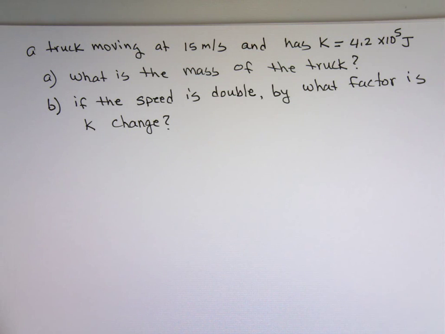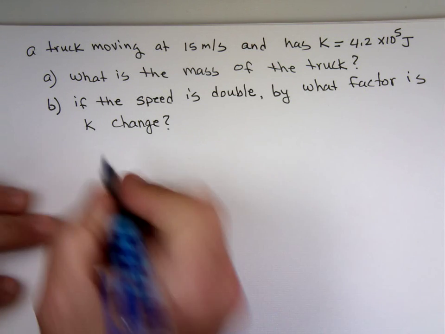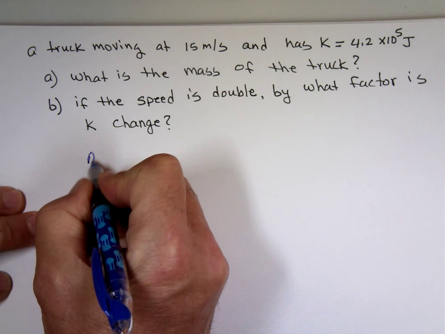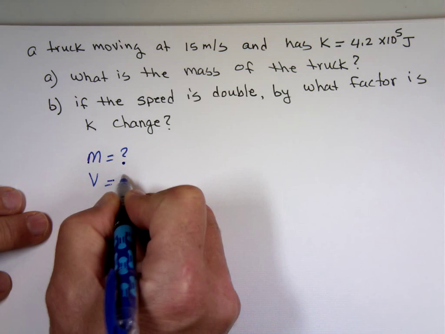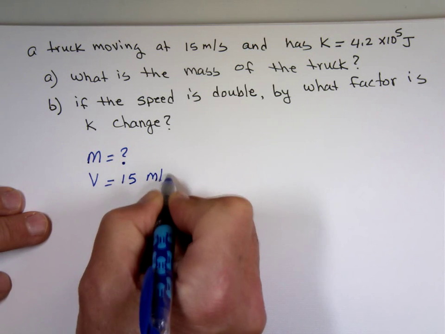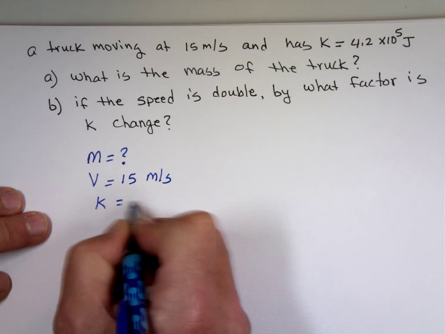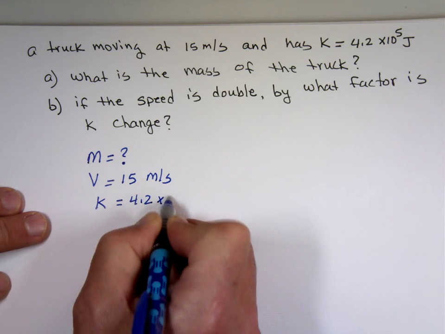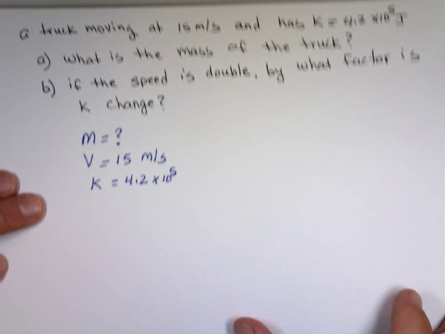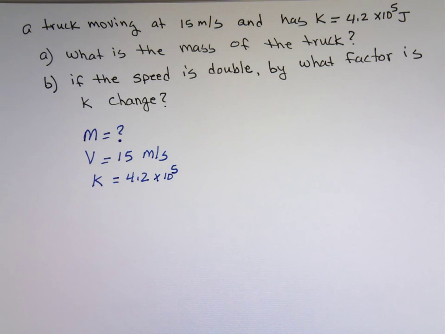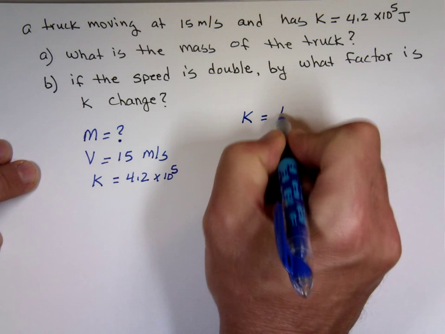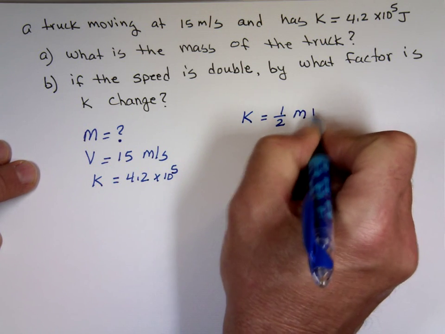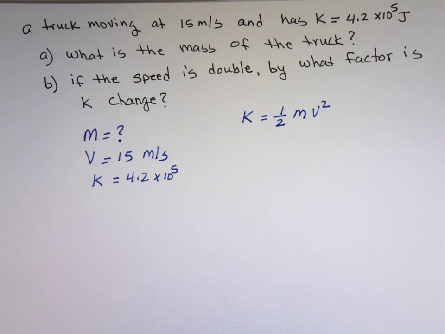Well, let's look at the first one. We don't know the mass of the truck. We're looking for it, right? The mass is unknown. We know the velocity of the truck, which is 15 meters per second. We know the kinetic energy, which is 4.2 times 10 to the 5. Is there an equation that ties these things together? We have kinetic energy equals 1/2 m v squared. Remember that? Two minutes ago.